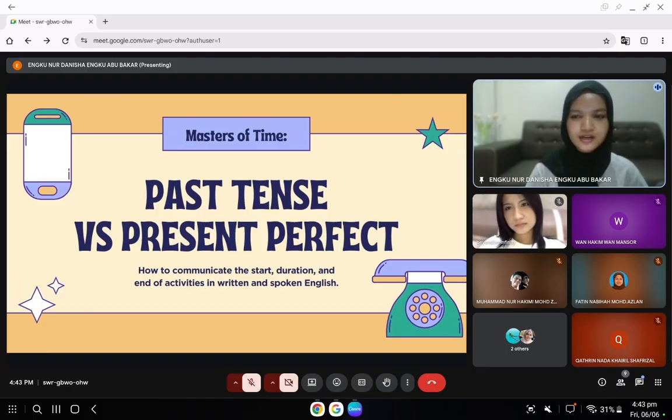in our lesson, we will learn the difference between past tense and present perfect tense. So we will learn about how to communicate the start, duration, and end of activities in written and spoken English.